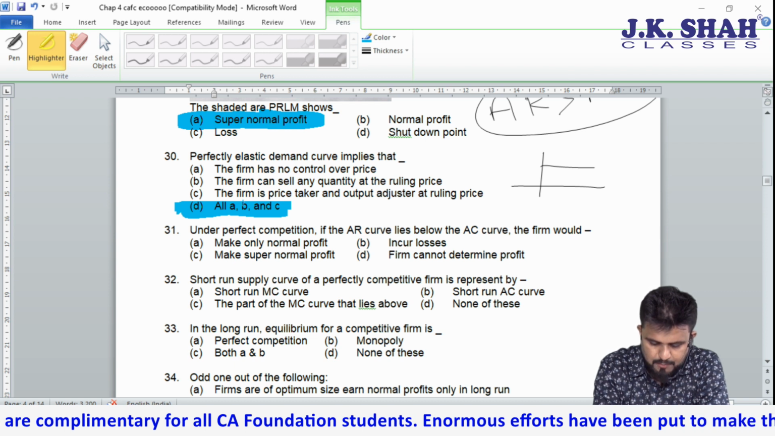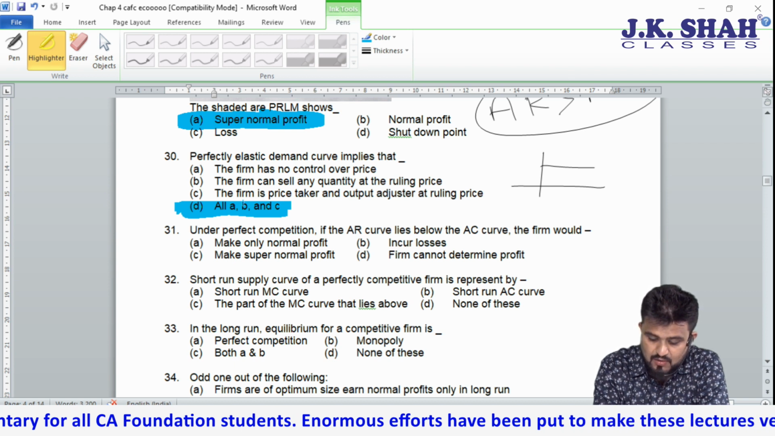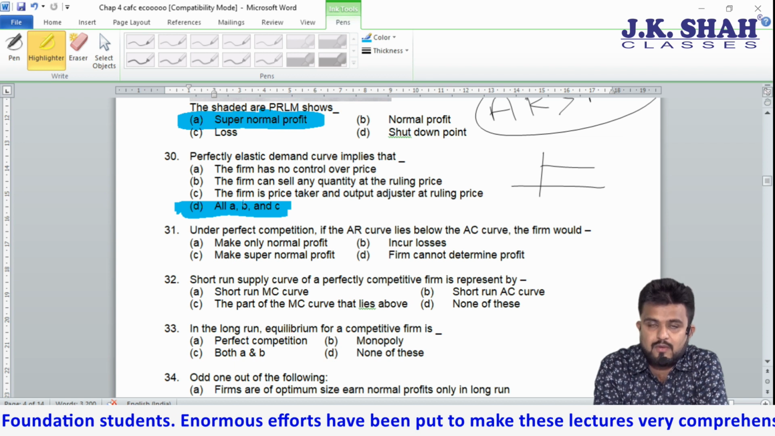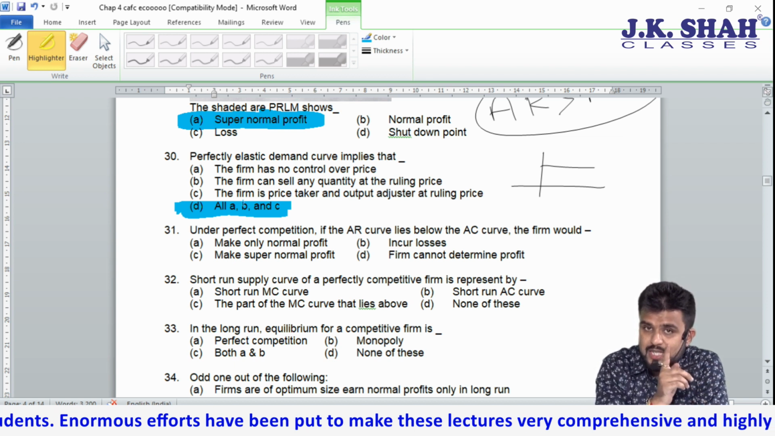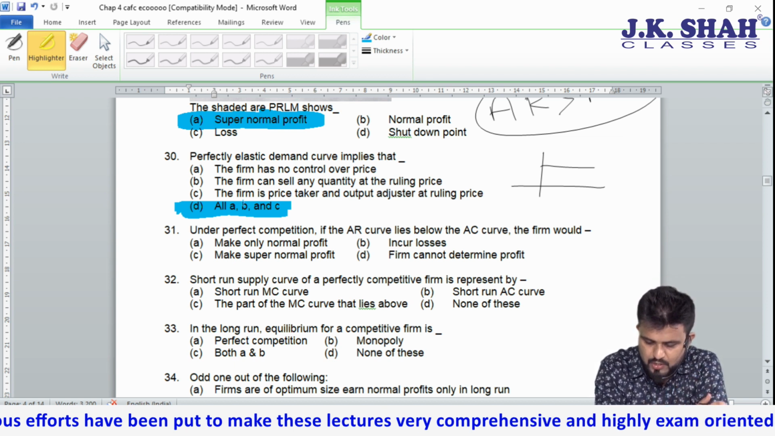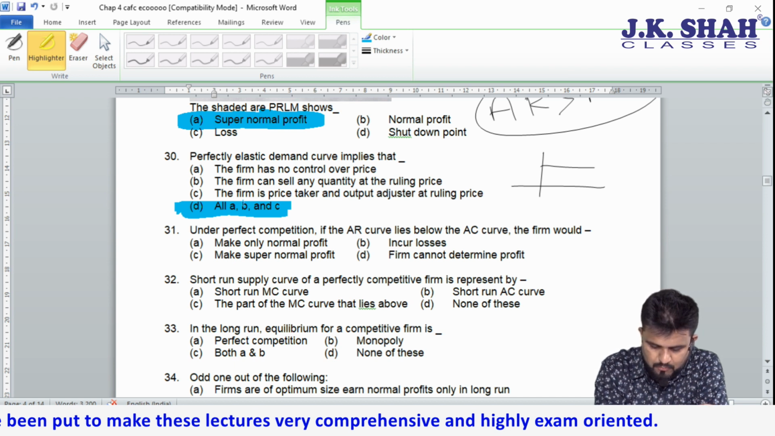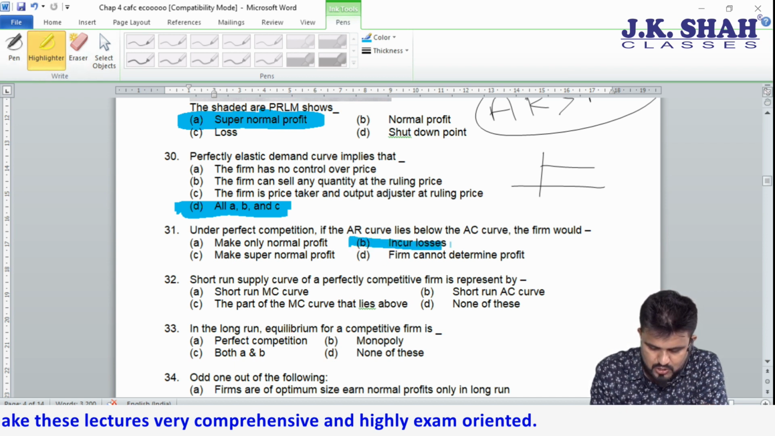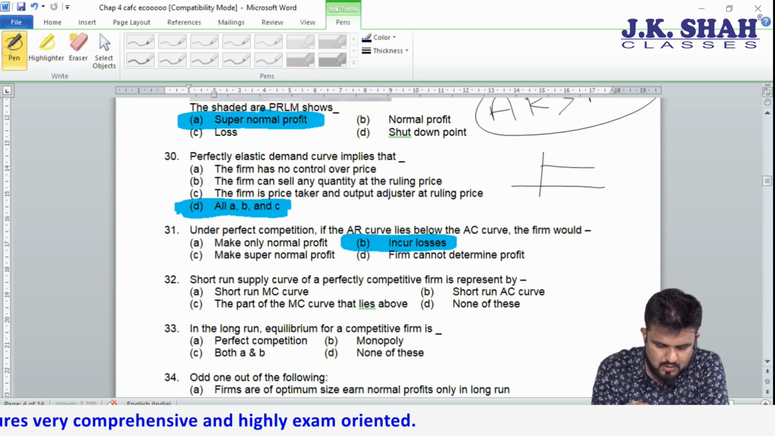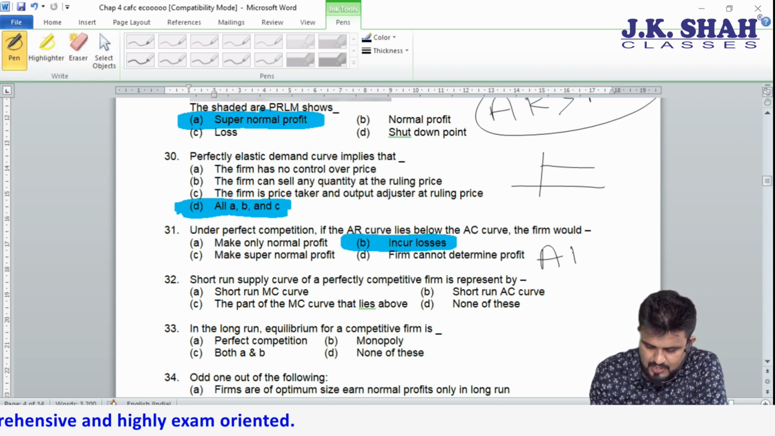31. Under perfect competition, if the AR curve lies below the AC curve, which means cost is more, revenue is less, the firm would incur losses. So very simple, they are telling AR is less than AC.